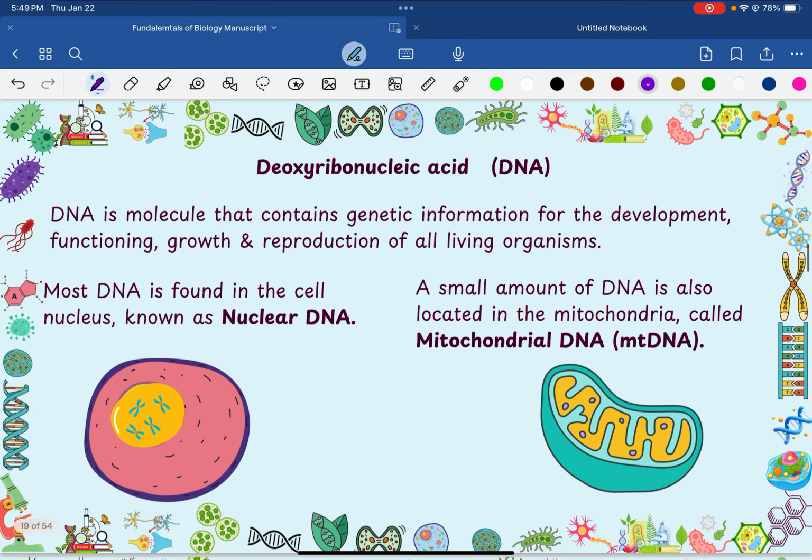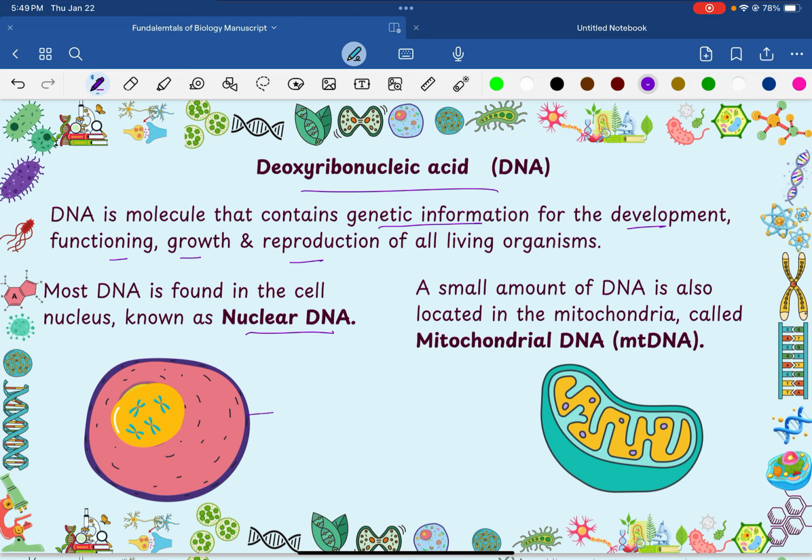So let's discuss DNA. DNA is the genetic material of most living organisms. It carries hereditary information from one generation to the next and provides instruction for the synthesis of protein. So we can say that DNA is a molecule that contains genetic information for the development, functioning, growth and reproduction of all living organisms.